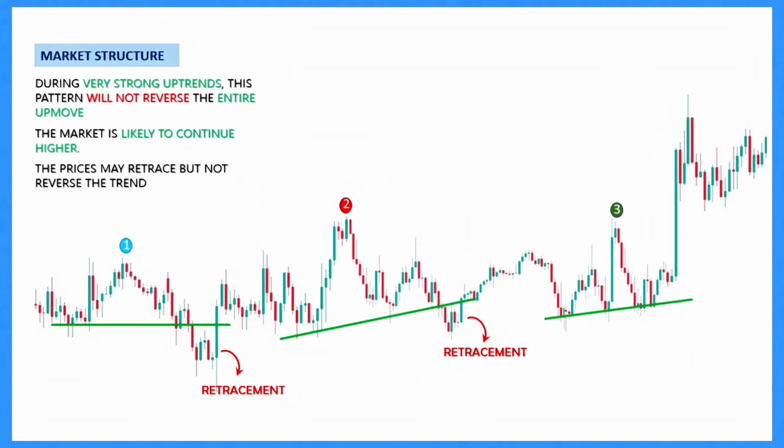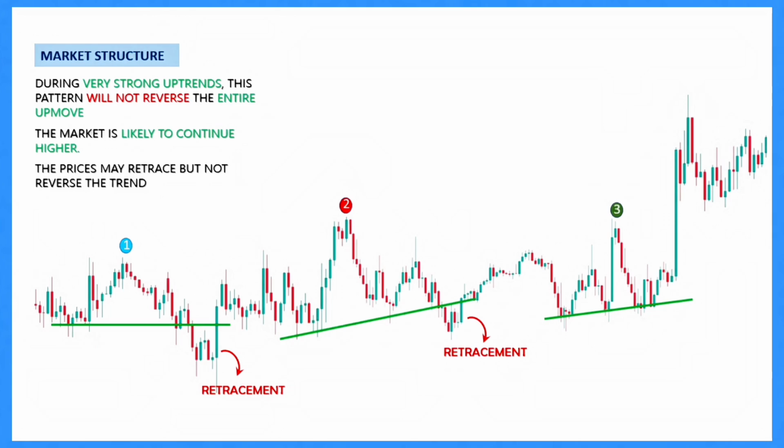Yes, the head and shoulders is a reversal pattern, but if the overall market is in a very strong uptrend, it's highly unlikely that a single pattern will completely reverse that entire momentum. In such cases, the pattern might trigger a short-term retracement, but not a full-blown trend reversal. So don't bet against a powerful trend just because you see a head and shoulders formation.